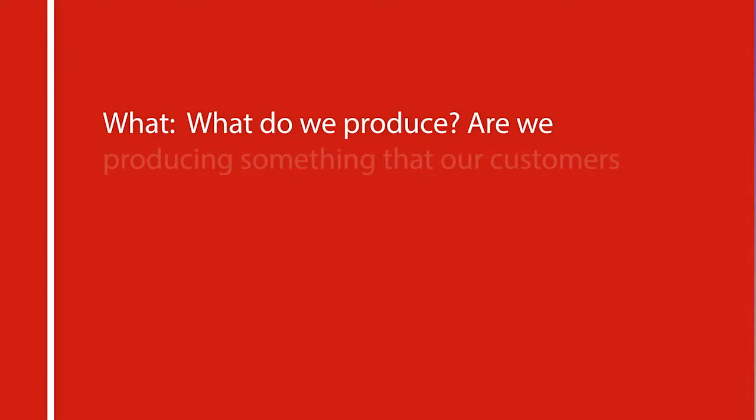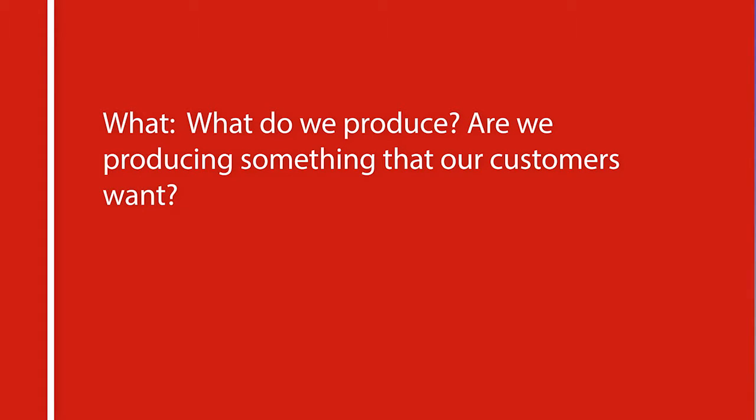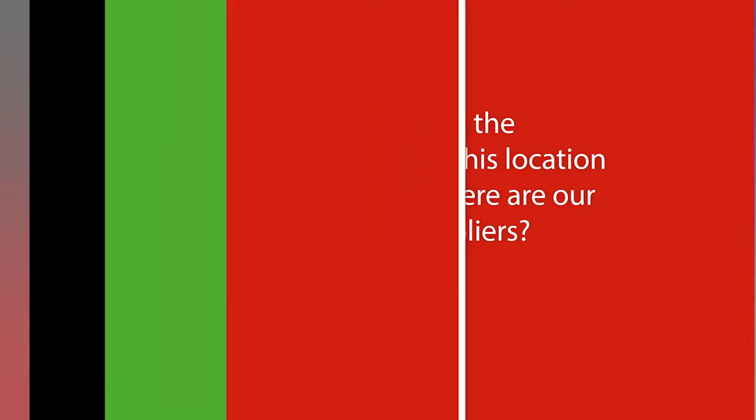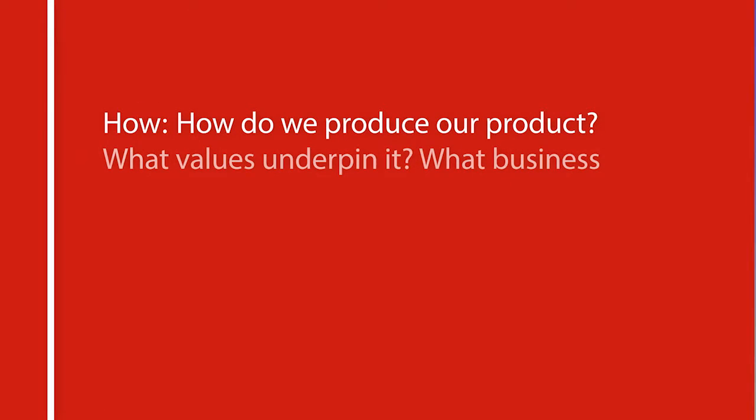What do we produce? Are we producing something that our customers want? Where? What locations does agribusiness operate? Does this location enable or constrain us? Where are our markets? Where are our suppliers? How? How do we produce our product? What values underpin it? What business model do we use? Therefore, the who, how, what and where are really our matters for management, if you like, the things that managers can influence in order to achieve their business goals and purpose.